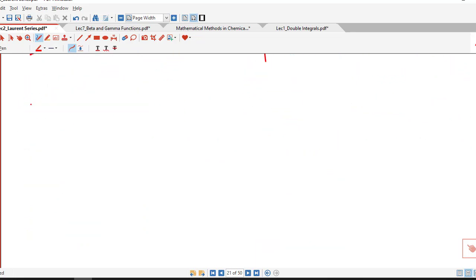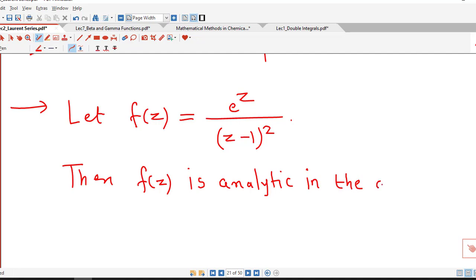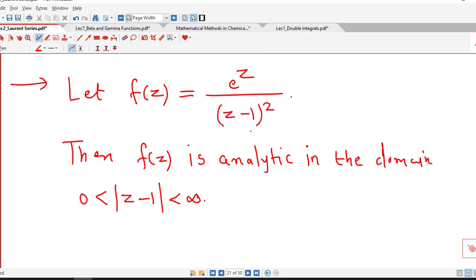So first we consider, let f of z be e raised to z divided by z minus 1 whole square. Then, as we discussed, f of z is analytic in the annular domain given by 0 less than absolute value of z minus 1 less than infinity. So we can represent our function as a Laurent series in this domain.